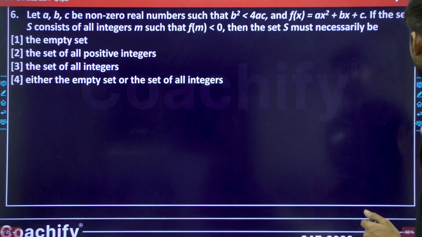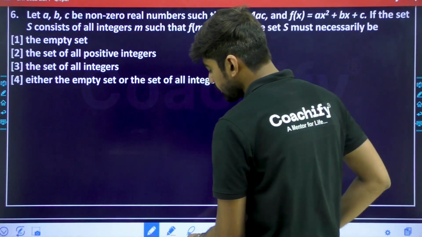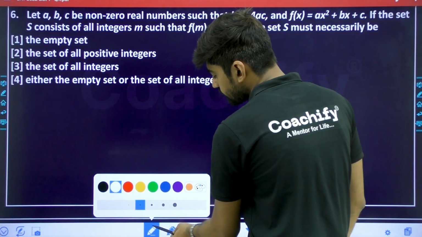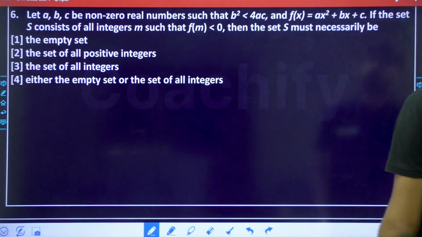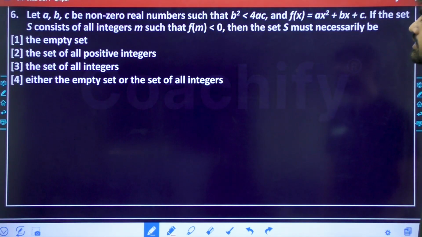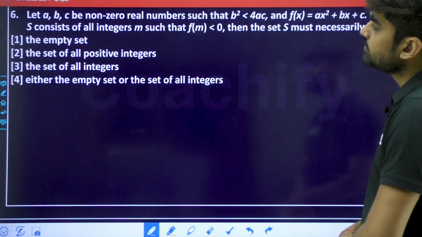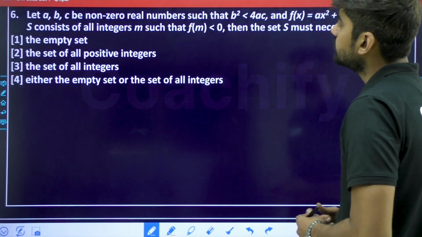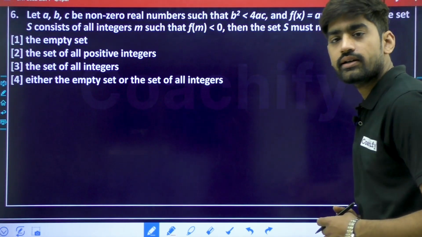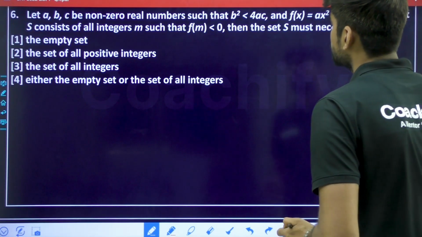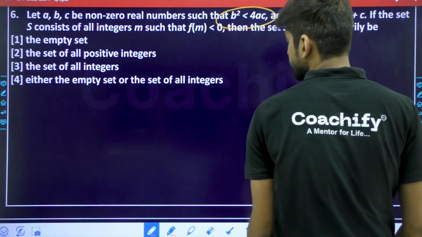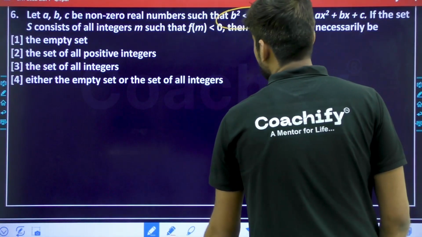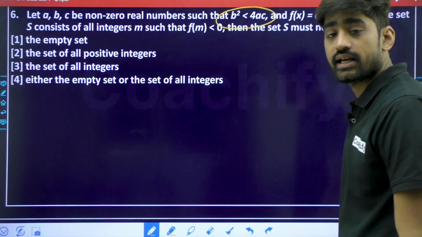Yes, so this is a beautiful question based upon quadratic equation. The graph, which is a parabolic curve, symbolizes a quadratic expression. Now let's observe this. What is the data we are provided with? It says that A, B and C are non-zero real numbers such that B square is less than 4AC. So keep it in mind, guys. It says that B square is less than 4AC. That represents imaginary roots for the expression.